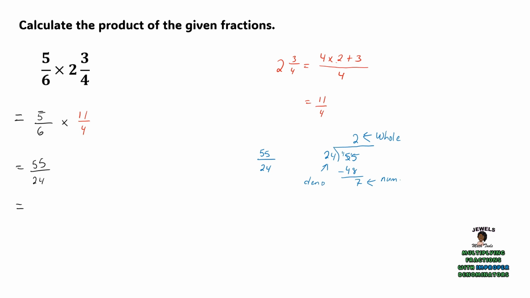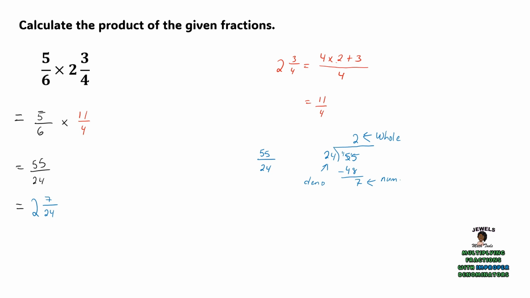So our mixed fraction will be 2 as my whole number, 7 as my numerator, and 24 will remain as my denominator. And again, since 7 and 24 do not have any common factors other than 1, that means that this fraction is in its simplest form, so we are done with multiplying and simplifying our fractions.